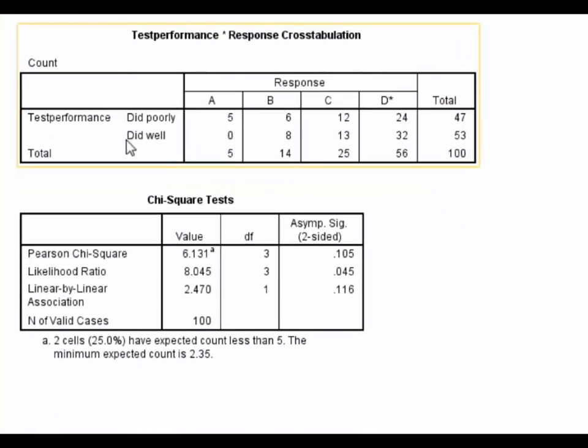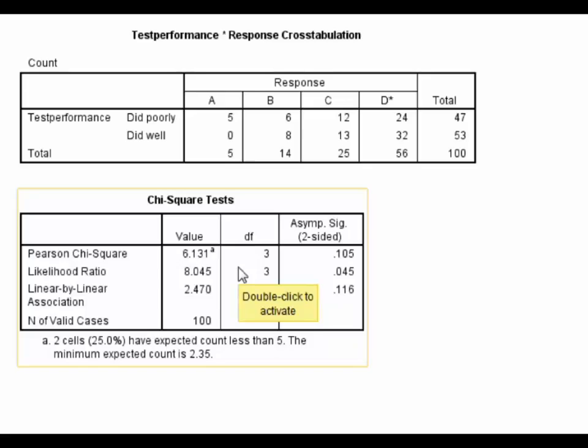Here is the contingency table that you've seen previously. Here's our 100 participants. 47 were in the poorer performing group, 53 in the upper group. 56 people answered the item correctly, with most of them, 32 of the 56, coming from the upper group. And in the last frame, we have the chi-square results, the chi-square being 6.131, and notice that it is not significant. That is, there's no significant difference between the patterns of responses for the poorer and better performing students.